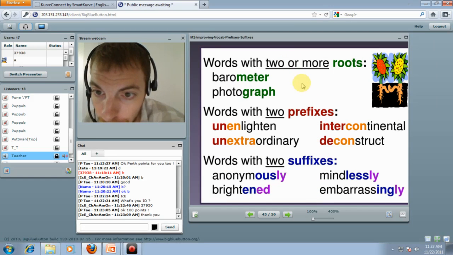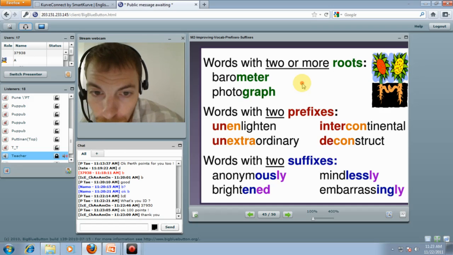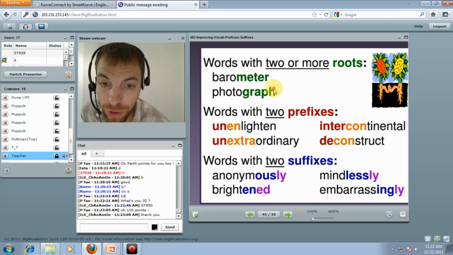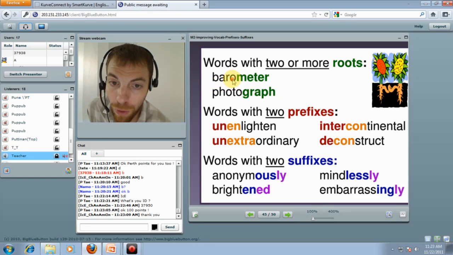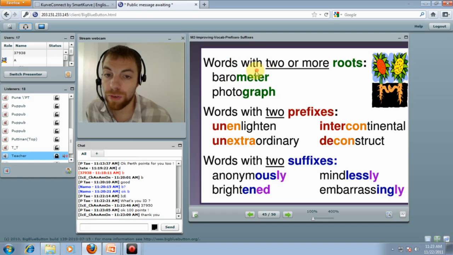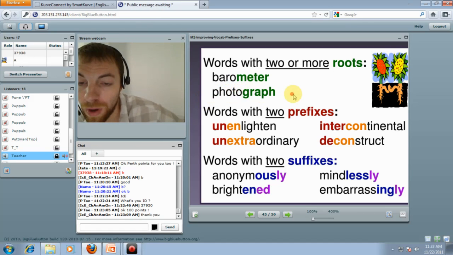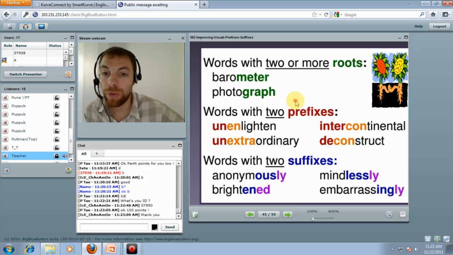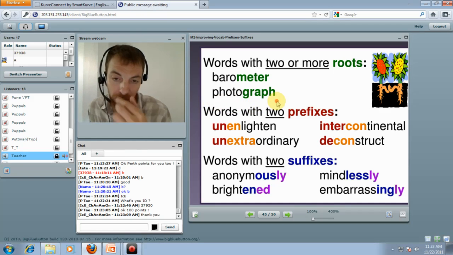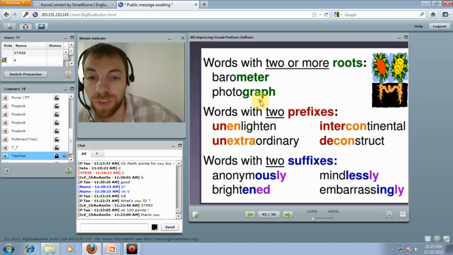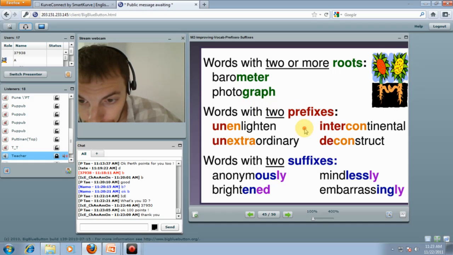These are some irregular ones, but let's look at this other list here. Alright. Words with two or more roots. Now this is interesting. Here we have words like barometer, baro and meter are both root words. So two root words you can add together and make the word, like phono and graph. These are both words, Latin and Greek words. And there's no suffix here or prefix, just two roots. Still, if you know one root, then you can guess the meaning of the word.